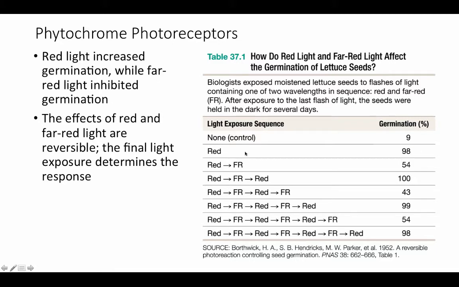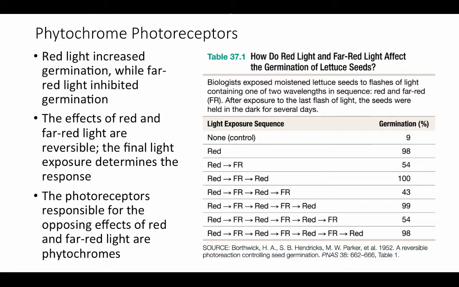If red was the only light they were exposed to, 98% germination rate. If far red was the last one exposed to, so red and then far red, we get only about 54% germinating. If we go red, far red, red, 100% germination. Add a burst of far red to that, get 43. Put in another red after that, 98, and so on. So what's going to determine the germination rate is the last light they were exposed to.